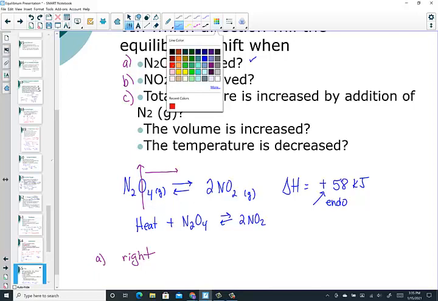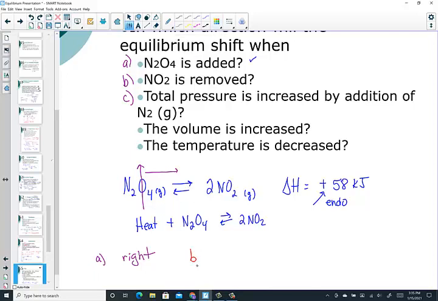How about letter B? In letter B it says NO2 is removed. So now here's the stress, removing NO2. To alleviate this stress, you want to make more. And to make more of the NO2, you better point at it, right? You point at the products that are being made. And so we would know that NO2 removal would cause the equilibrium to shift to the right.